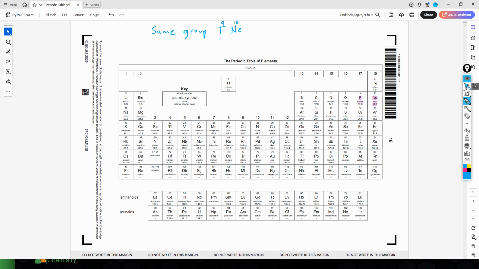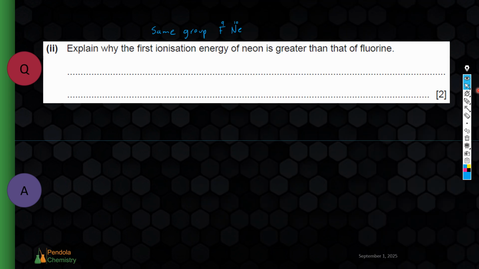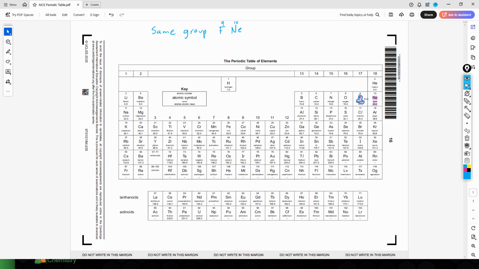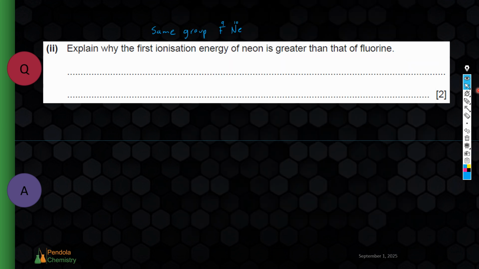Now, taking this back, let me remove the periodic table. And again, neon and fluorine right next to each other in the same period. Ooh, I put group. Same period. Let's not make that mistake. So these are the same period of the periodic table. These are both in period 2. And fluorine is number 9, neon is number 10.